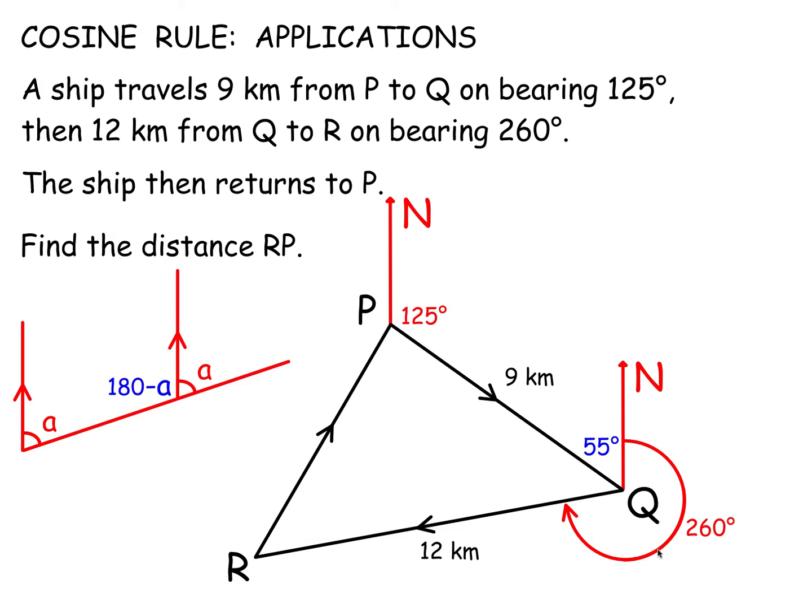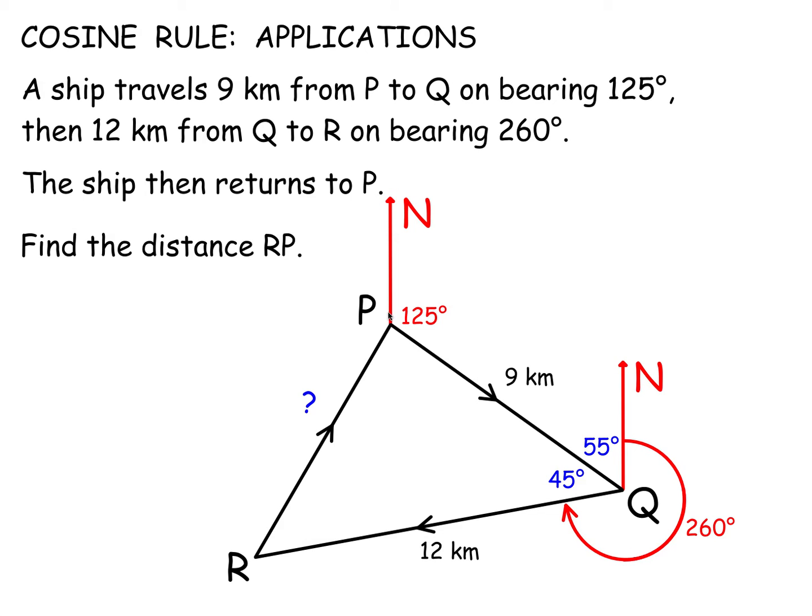Around a point is 360 degrees, so this missing angle must make this around the point up to 360 degrees, so this is 45. We have to work out RP, that's the side we're working out. What we've got is two sides and the angle in between. We have to work out the side opposite the angle. That tells you it's a cosine rule, not the sine rule.